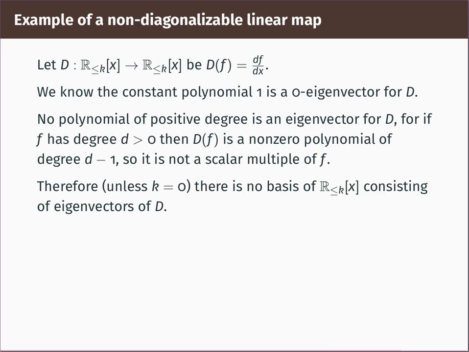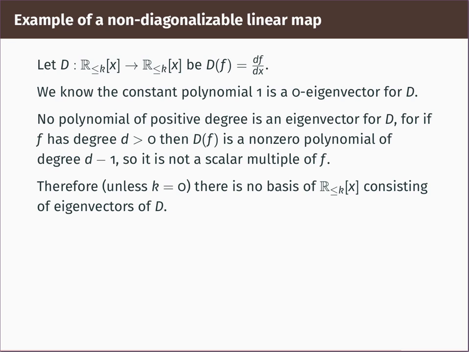So let's look now at an example of a non-diagonalizable linear map. We'll take D to be the linear transformation from the space of polynomials of degree at most k in a variable x with real coefficients to the same vector space, given by D of f is df/dx. So this is a differentiation map.